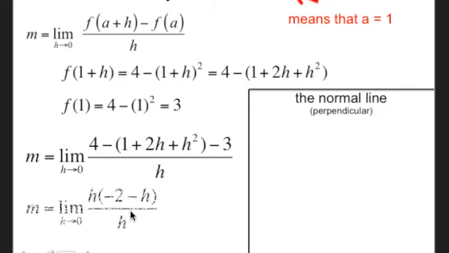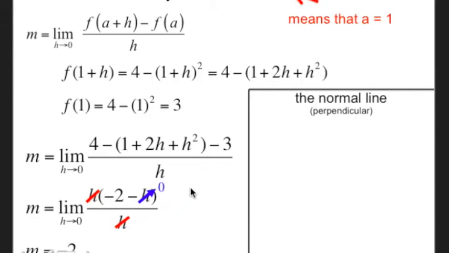Simplifying that, notice that we have 4 minus 1, which is 3. Minus 3 is 0, so we're just left with 2h plus h squared. And distributing the negative, we have negative 2h minus h squared. So I'm going to factor out the h's so I can acknowledge that they cancel top and bottom. And then we can take a limit right away because of minus 2 minus h, we can plug in 0 here for h. And so we get a slope of -2.